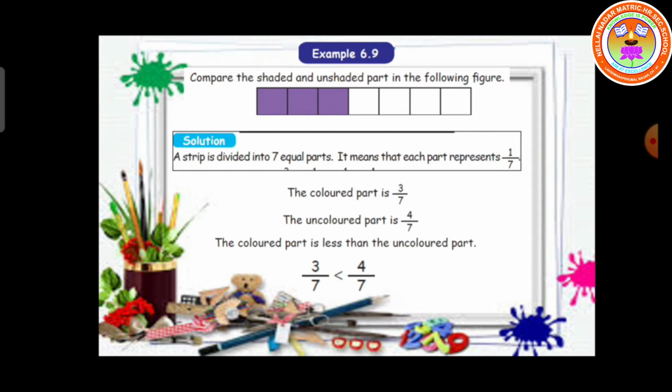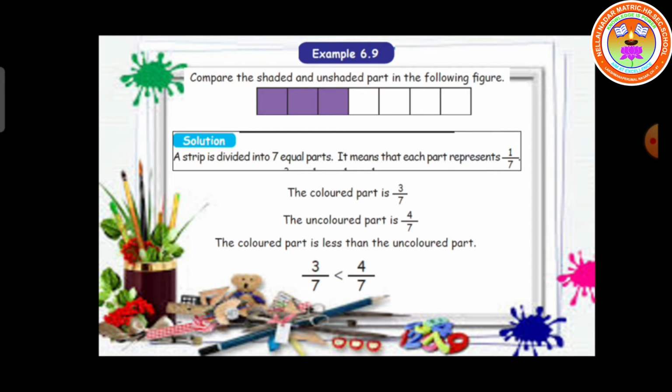Let us solve one example to understand in a better way. Example 6.9, which is given in your book. Compare the shaded and unshaded part in the following figure. Students, here they have given one strip. A strip is divided into 7 equal parts. How many parts are shaded here? 3 parts. And how many parts are unshaded?